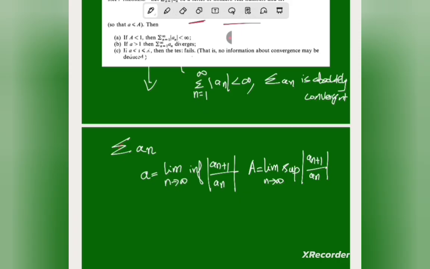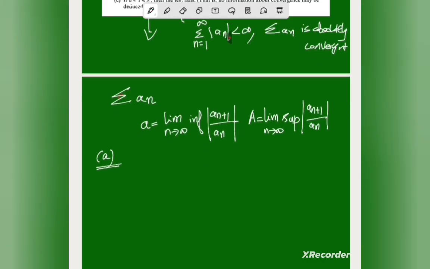We are going to prove the first condition. So let us prove the first result: if capital A is less than 1, then the series is absolutely convergent. This is the first condition we are going to prove. Look here. I am just assuming that capital A is less than 1.